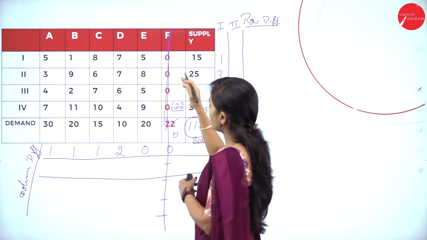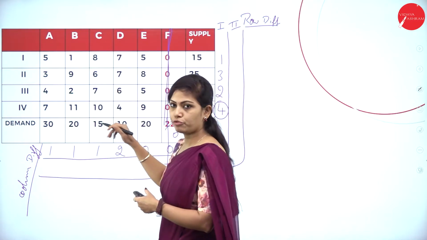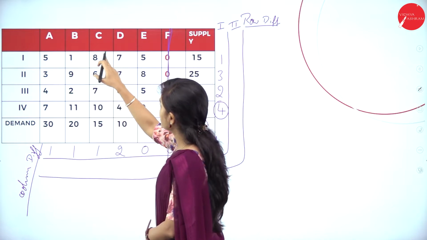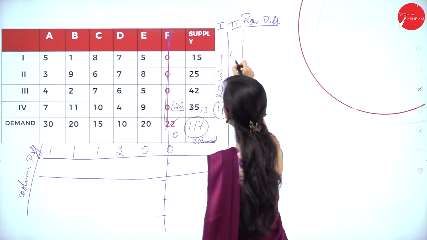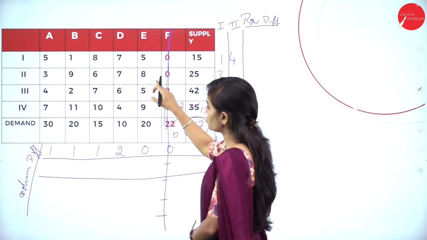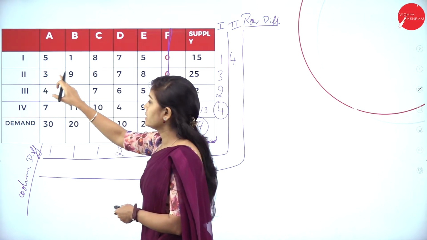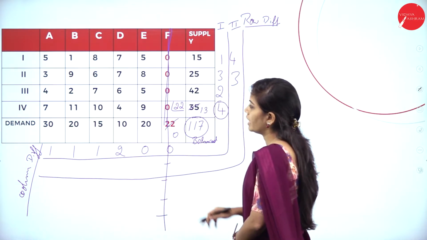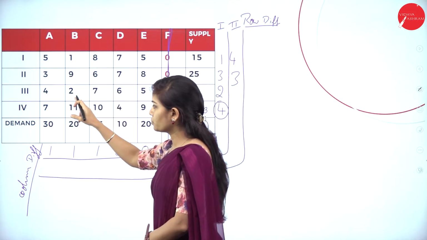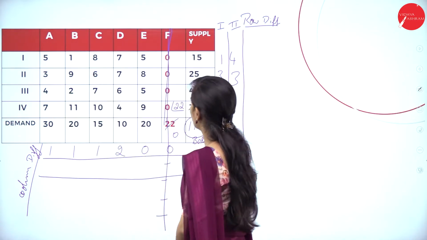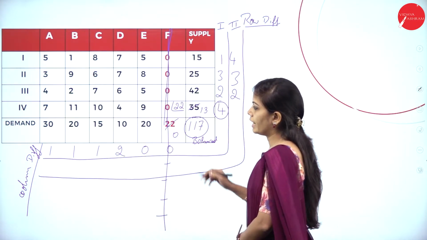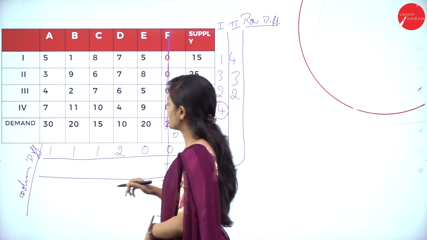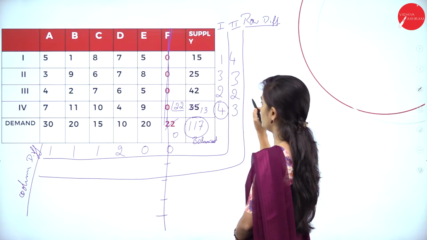So now again consider the first row, second row, third row and fourth row. In the first row, the least value is 1 and the next least value is 5. 5 minus 1 is 4. And in the second row, the least value is 3 and the next least value is 6. 6 minus 3 is 3. And in the third row, the least value is 2 and the next least value is 4. 4 minus 2 is 2. And in the last row, the least value is 4 and the next least value is 7. 7 minus 4 is 3.